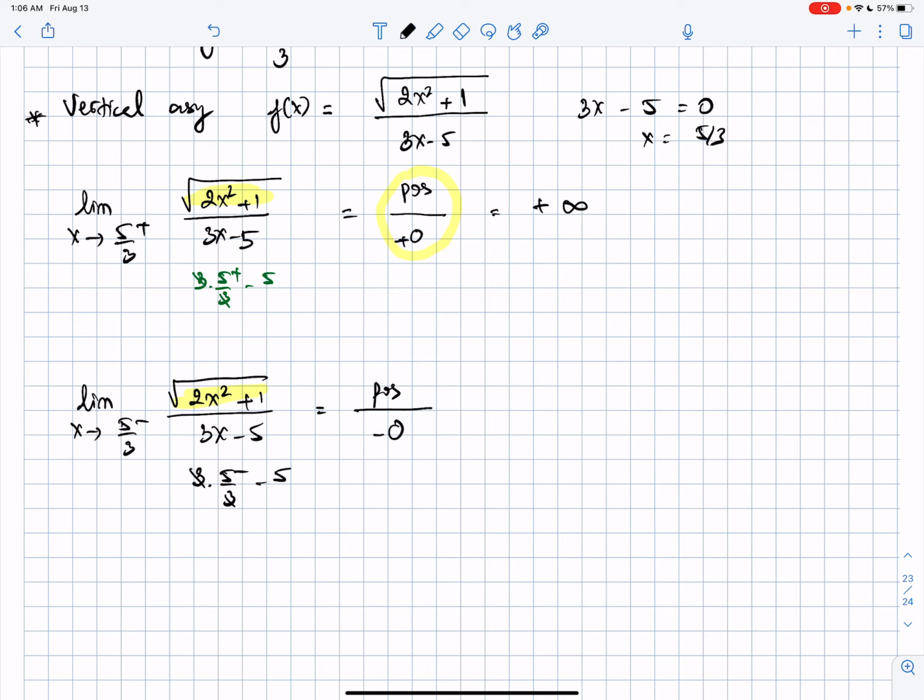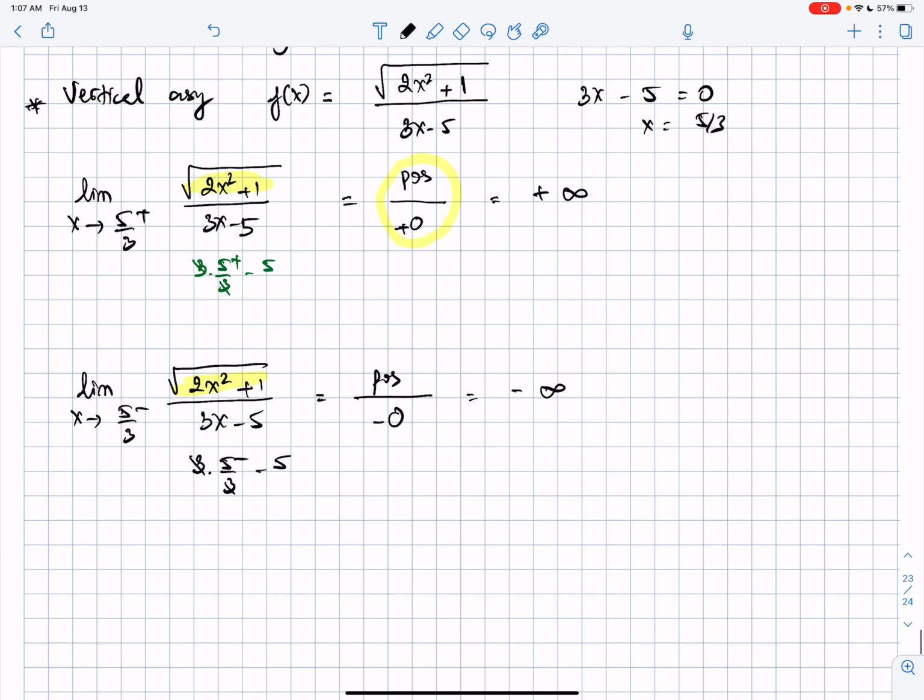So on the top is a positive number divided by a negative number. The sign is negative, and when you divide by a number that's very close to 0, the answer will be infinity. So what we can say about this is x equals 5 over 3 for both of them. For both of them, it is a vertical asymptote.